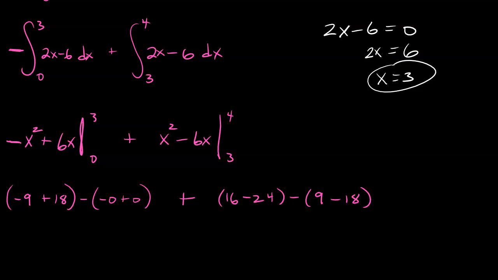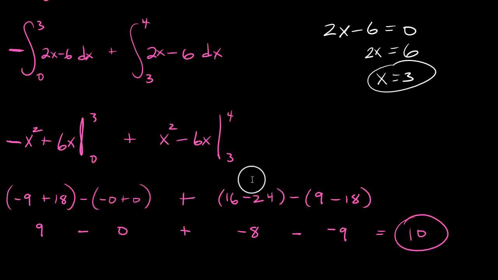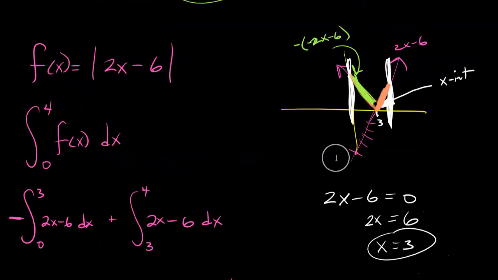So negative 9 and 18 is 9 minus 0 plus negative 8 minus negative 9. Let's see if I put all those together. 9 minus 8 is 1, plus 9 is 10. So that is telling me that the area under the curve, which I know this graph is a mess by now, the area under the curve would be 10.